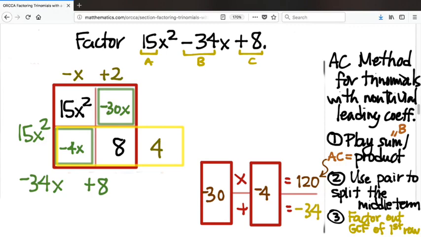Okay, so far so good. Now the only last thing I have to fill in is this square right here. And the easiest way to fill it in probably is just to think about what do I have to multiply by 2 in order to give me negative 30x?